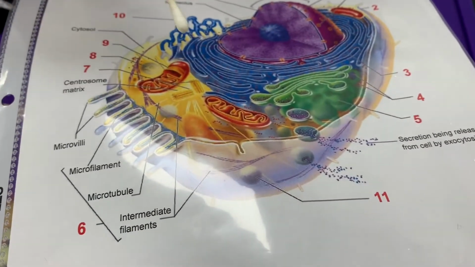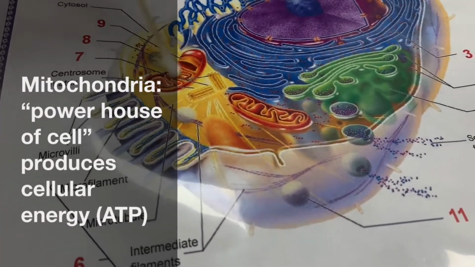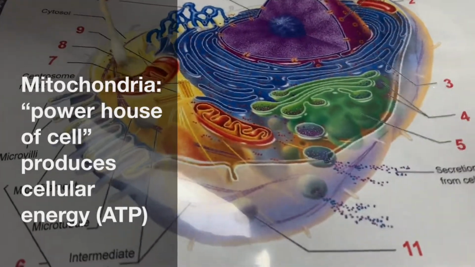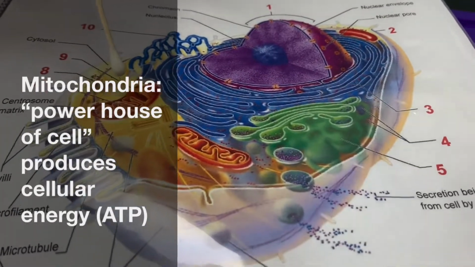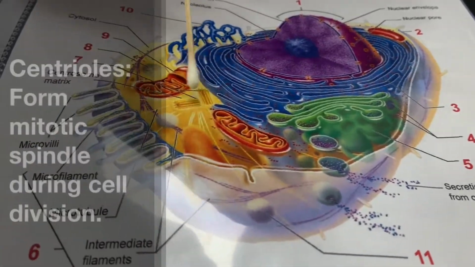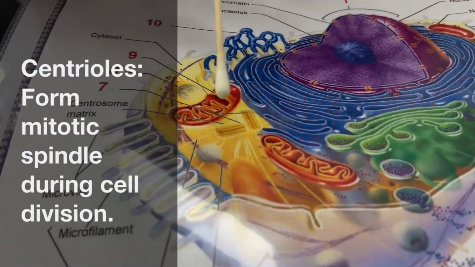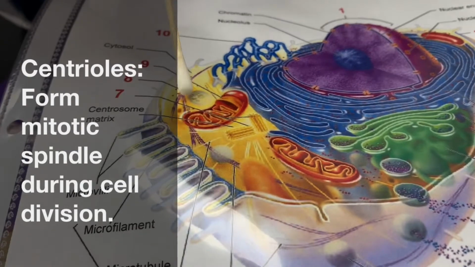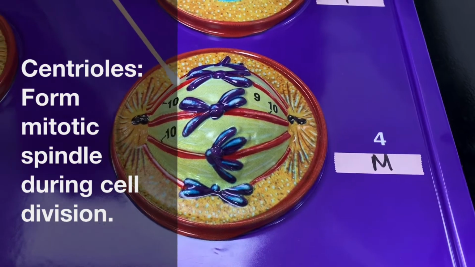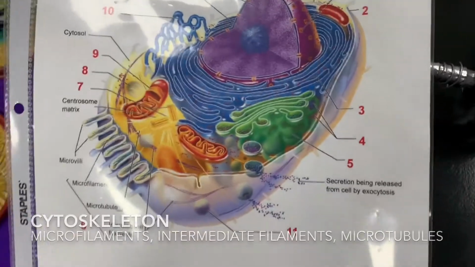Then next we have your mitochondria, right here. You probably remember that from high school A&P. Mitochondria, the powerhouse of the cell, generates energy and produces ATP. Then we have your centrioles, these yellow looking things, and they form the mitotic spindle. So these spindles that we saw in mitosis, they help make them.